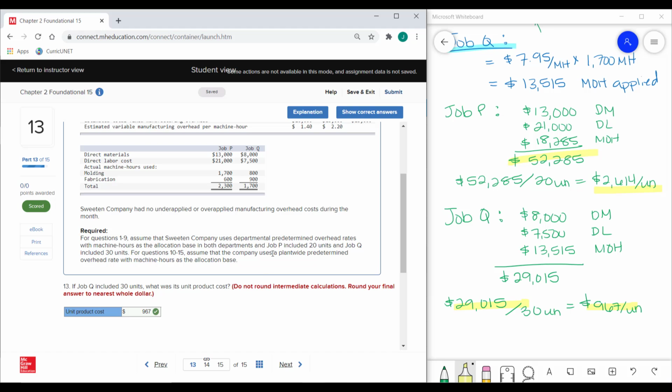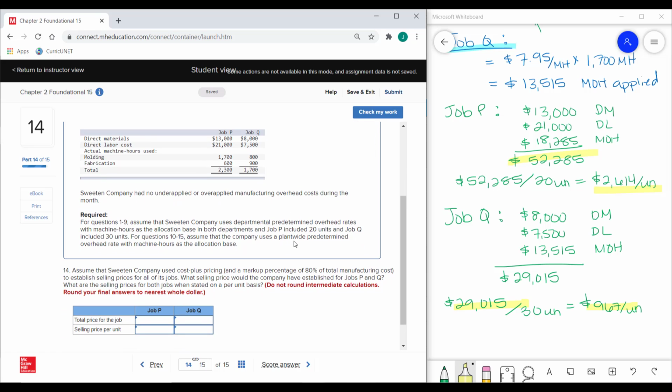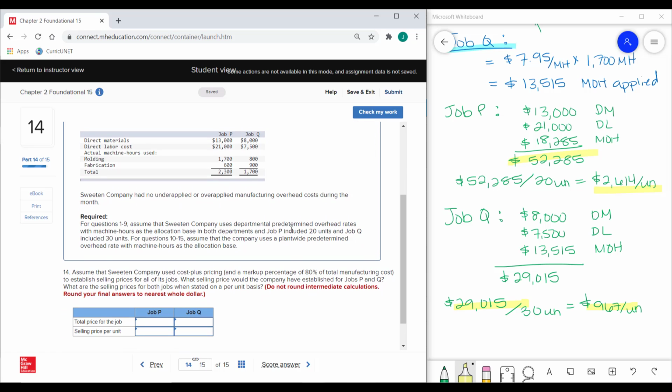There we go. On to our second to last question. We're almost there. Number 14 asks us, assume that Sweeten Company uses cost plus pricing at a markup percentage of 80% of total manufacturing cost to establish selling prices for all of its jobs. What selling price would the company have established for jobs P and Q, and what are the selling prices for both jobs when stated on a per unit basis?